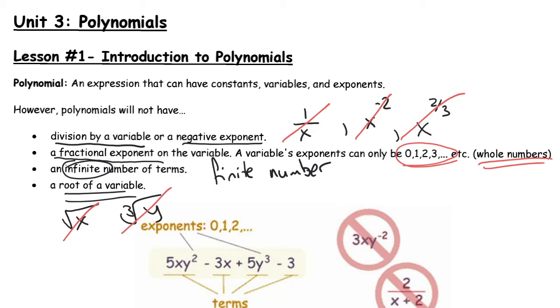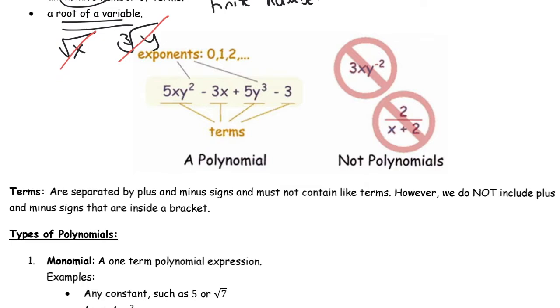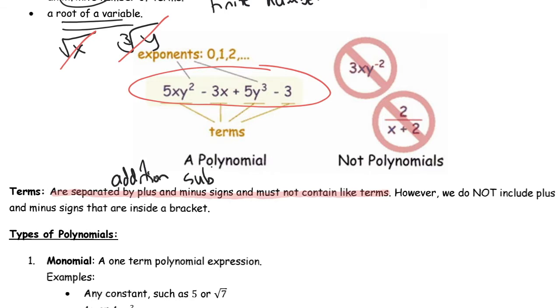So here's what you're looking at with a polynomial. There's your example right there. We've got 4 terms. And remember what it says down here: terms are separated by plus or minus signs. In other words, they're separated by addition and subtraction.